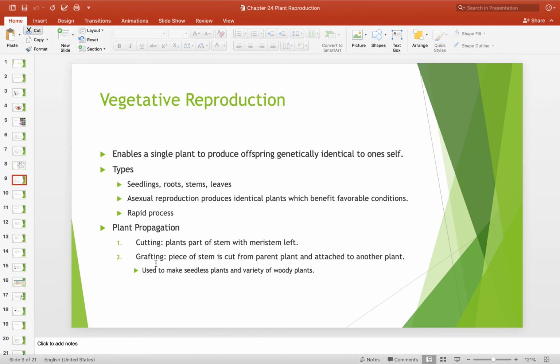And then also you have grafting. Grafting is taking a piece of stem cut from a parent plant and attaching it to another plant. This process is important because it's not going to produce seeds. You're taking part of a plant from one species and another species, fusing them together, and you're not going to create a seed. So you will not create seeds. So this plant is deemed sterile, and that's how you make your seedless watermelons, any fruits or vegetables without seeds.